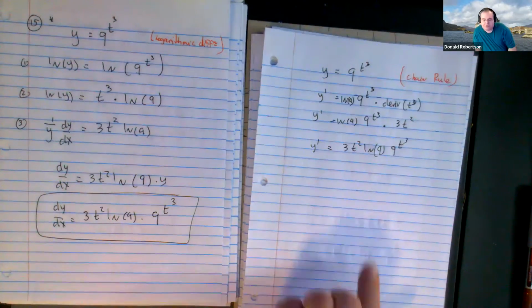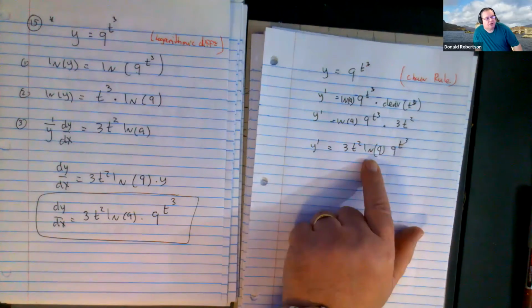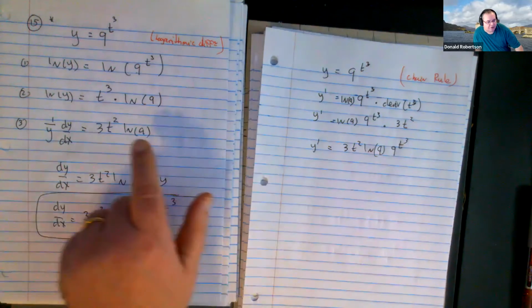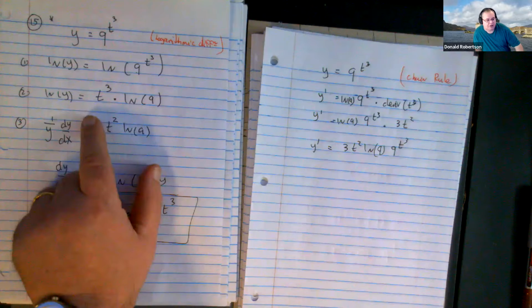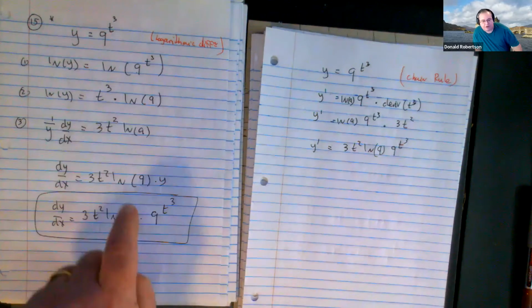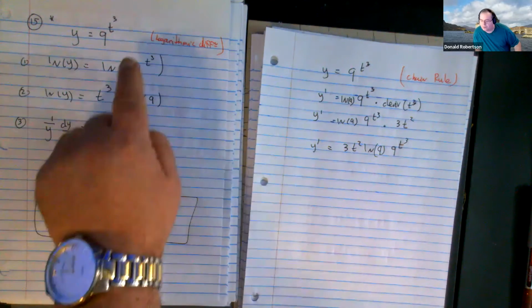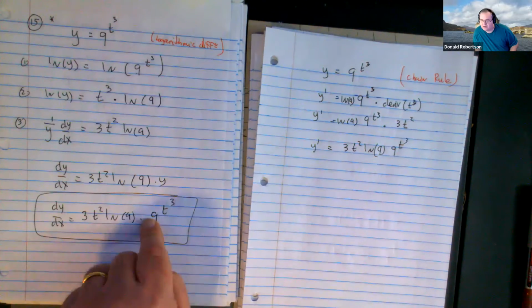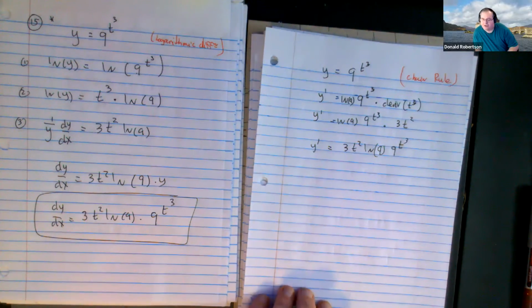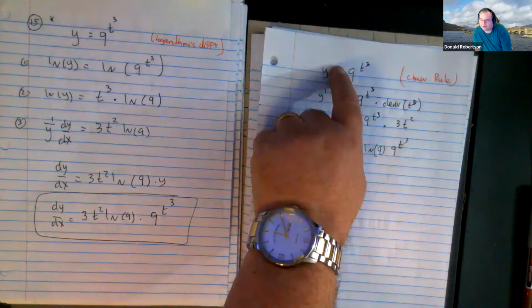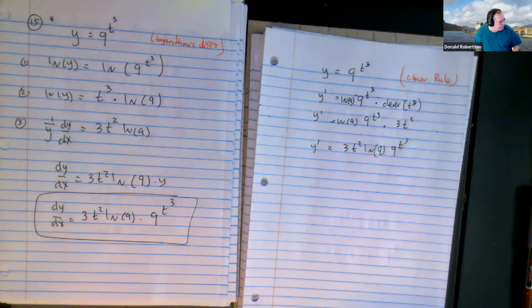Now, if you do it with the chain rule, it takes 4 lines. If you do it with logarithmic differentiation, it takes 1, 2, 3, 4, 5, 6 lines. You see that this is a much longer process. I would suggest that chain rule is more efficient, but you can choose how you want to do it.